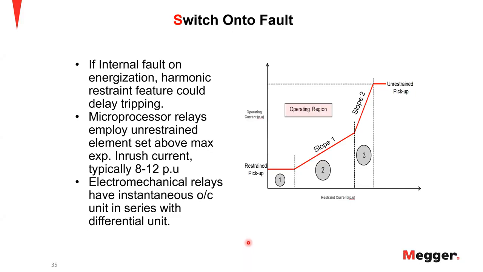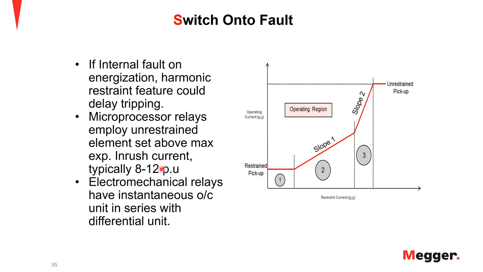The last type of challenge that we're going to discuss today is switching onto a fault. Let's say when we are switching the transformer up or energizing a transformer and an internal fault occurs, we know that the harmonic restraint that we just discussed could delay the tripping, even though it's an internal fault, because we have the harmonic content. So that is where this unrestrained pickup setting comes into the picture.